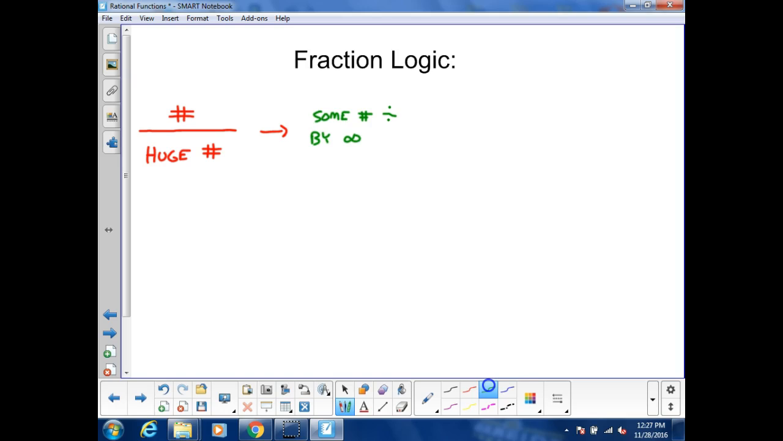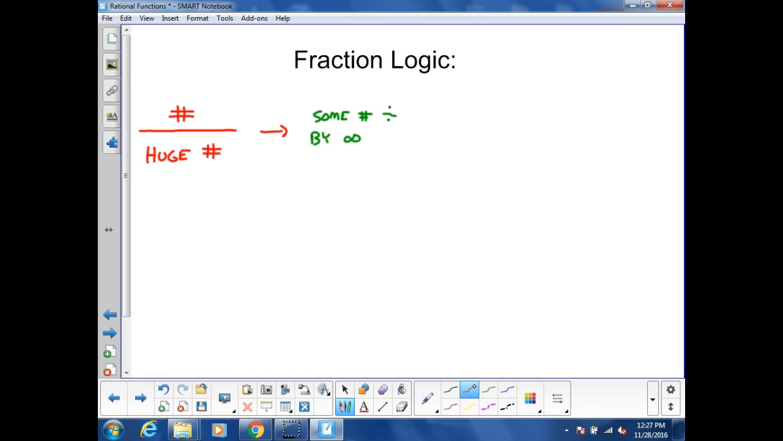We're going to basically be dividing some number by some ginormous number. Let's call it infinity. Okay? So, logically speaking, if I take 1 and I divide it by 1, what do I get? 1. If I take 1 and divide it by 10, 0.1, right? Okay. If I take 1 and divide it by 100, 0.01, what's happening to my value? Getting smaller and smaller and smaller, right?